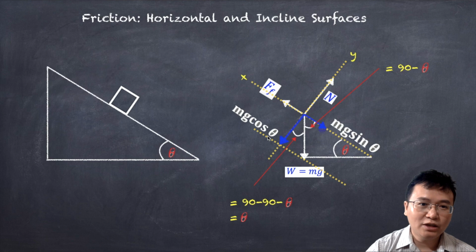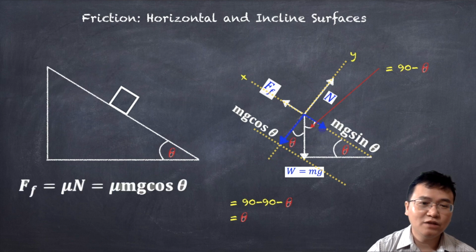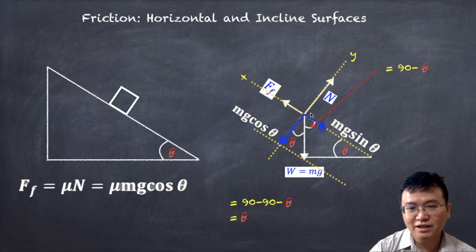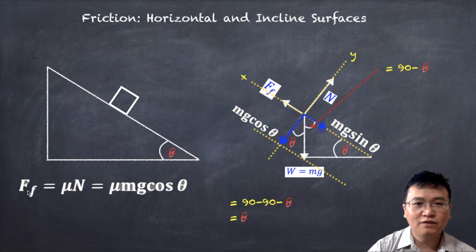So back to what the friction force is for this box right here. The definition of friction force is mu N again, and N in this case is what? The magnitude of N is equal to mg cos theta, so therefore mu mg cos theta is the friction force on this box.